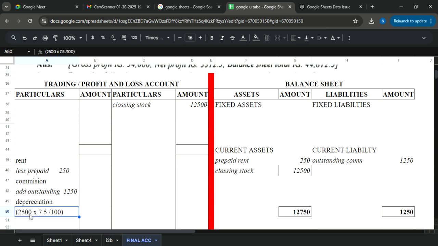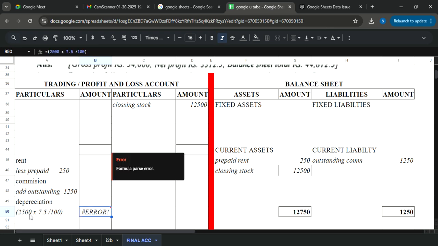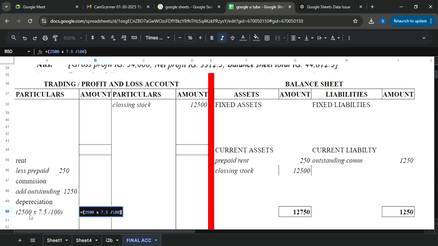Okay, I'm again turning it to italic and here on your calculator you will enter 2500 multiplied by 7.5 divided by 100. So we have got the amount. Let's see what the mistake is. Okay, this is the multiply sign. We are going to change it. So we have got our amount, 187.5.